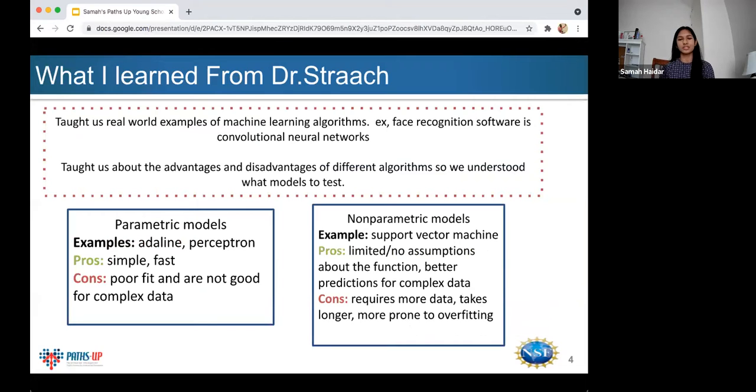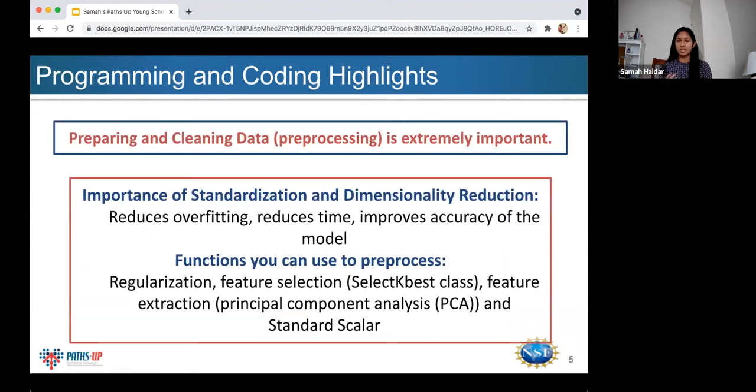Now, what I learned from Dr. Strack, I learned so much. It was very hard to bring it into one slide. But the main thing is she taught us incredibly how there were different advantages and disadvantages to different algorithms. And since there were only 3 weeks in our program, we could not test every single model. So she gave us all the information we needed as students to choose what kind of model would work well for our data and what would not. For example, parametric models are great for less complex data, but non-parametric models are great for more complex data and are more prone to overfitting. So there are some pros and cons we learned about on both sides of the story.